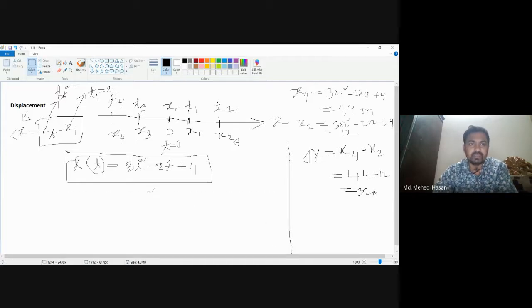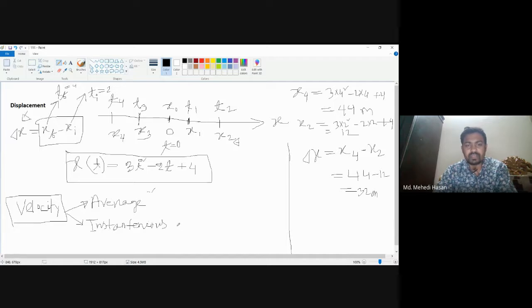Then let's go to the velocity. Here velocity is of two types. The first one is average velocity. Another is instantaneous velocity. Average velocity can be defined as v average, and instantaneous velocity can be defined as only v.